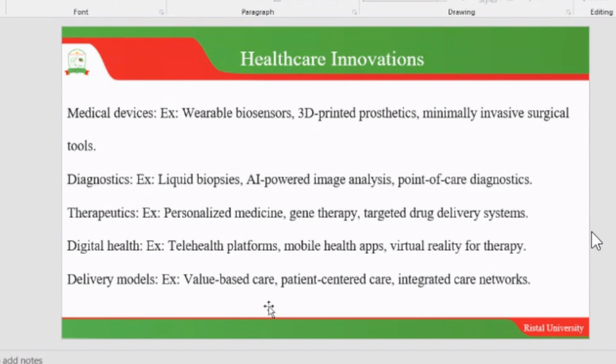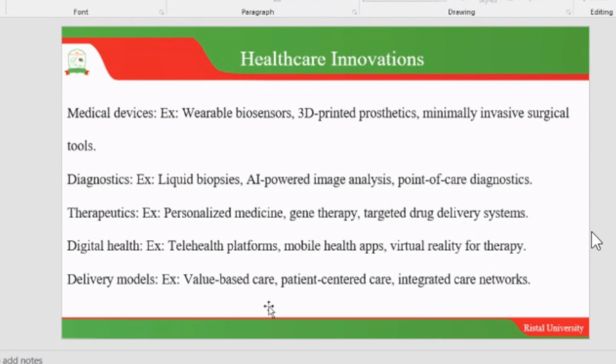Then we have also innovations in digital health, including telehealth platforms that can enable patients to access consultations and prescriptions online. We have mobile health apps to monitor patients' health. We have delivery models which include value-based care, patient-centered care, integrated care networks.